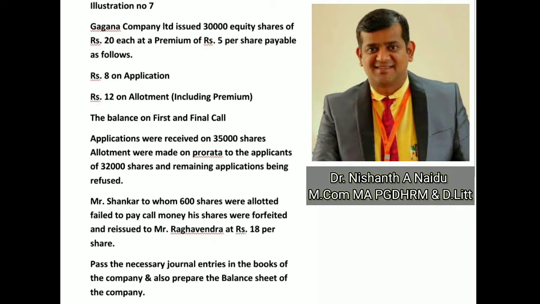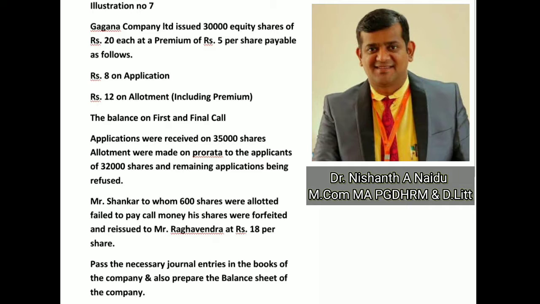So allotment is 7 rupees, and the balance on first and final call. You have to find the balance. 8 plus 7 how much? 15 rupees. What was the face value of the shares? 20 rupees. So 20 minus 15 how much? 5 rupees. So that 5 rupees is the balance on first and final call.